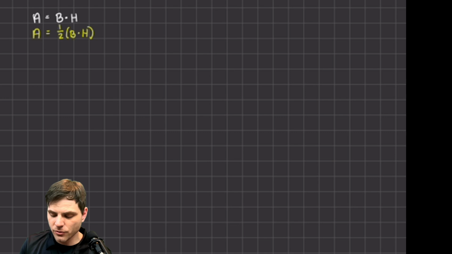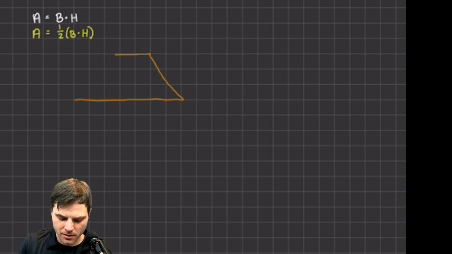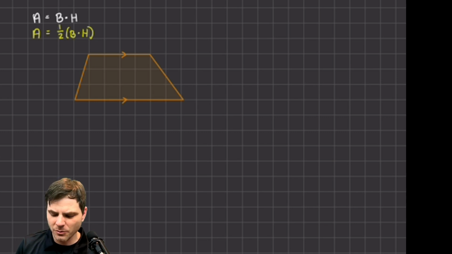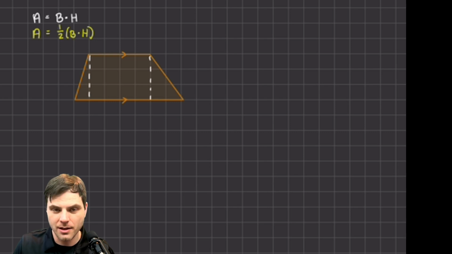So let's draw a different shape. Let's do a trapezoid. A trapezoid is a shape where you have one set of parallel lines like that. And there is an equation for a trapezoid. There's really a shortcut you can do for it, but let's break it up into sections. We could make a triangle here, and we could make a triangle here.